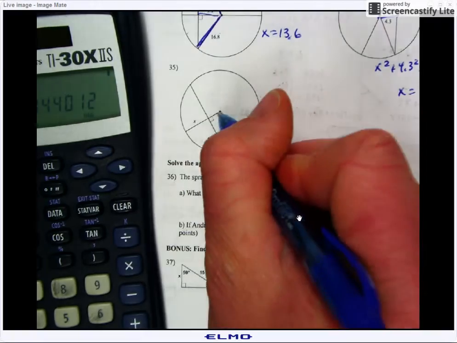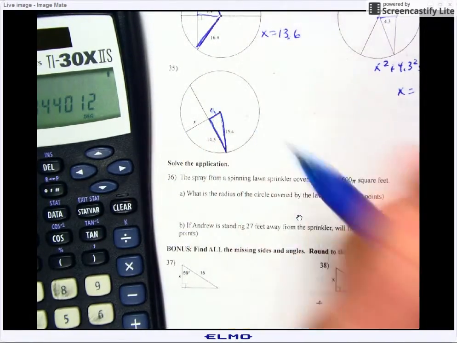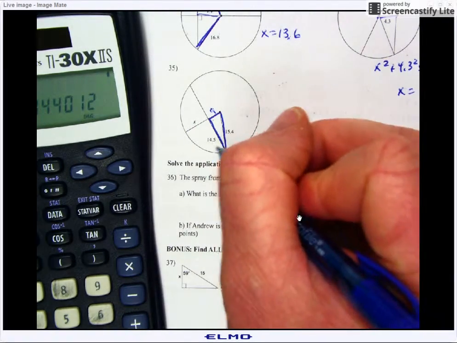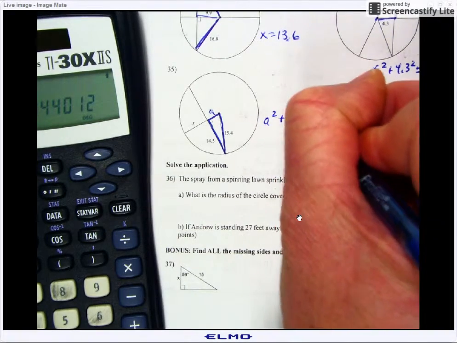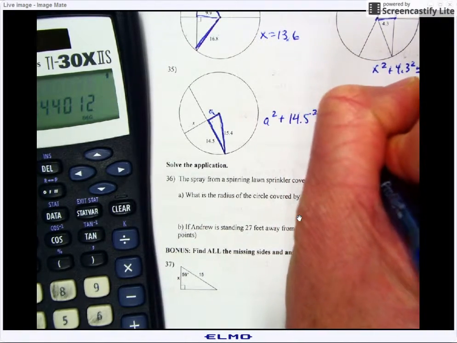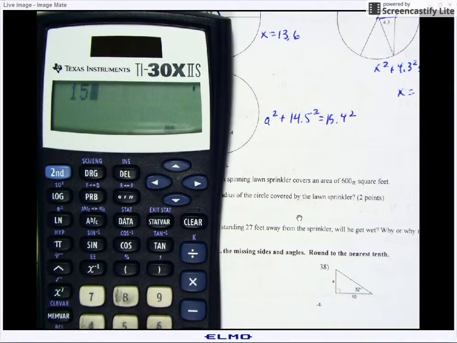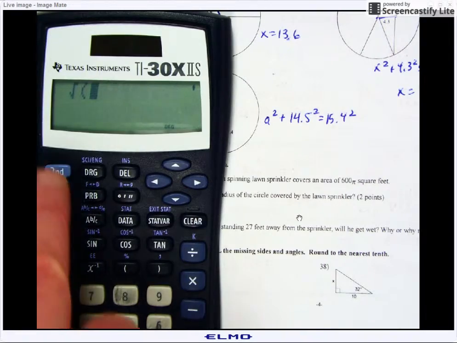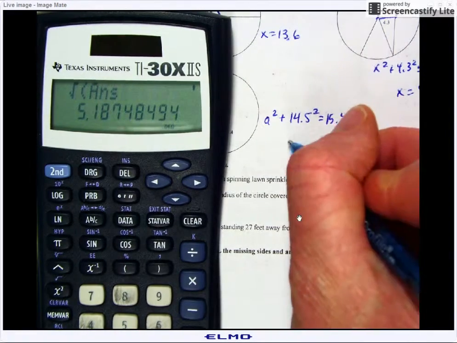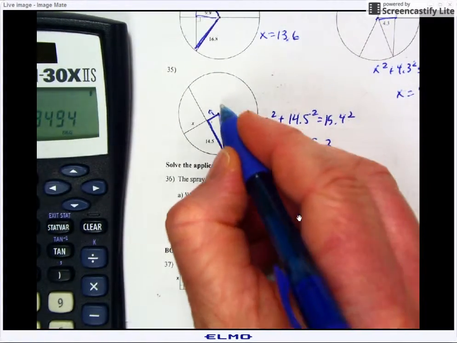Okay, now this is one where we're finding something that's outside of our triangle. So make sure we pick a different letter, like A, to label that side. So A squared plus 14.5 squared equals 15.4 squared. Let's find A. 15.4 squared minus 14.5 squared. Take the square root of our answer. A equals 5.2. Going back to your picture, put it on there.